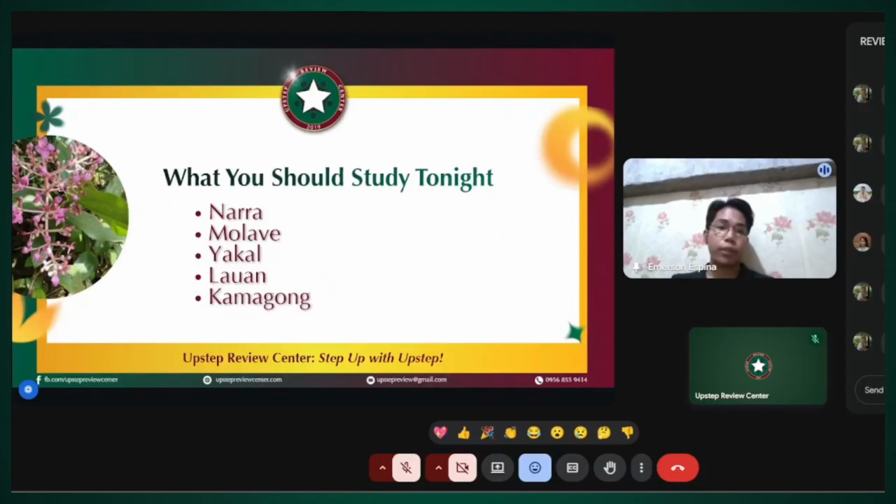So before we end, I want you guys to do something tonight. If you only have time for 5 species, not 50, not all of it, because if there's a lot, it's not efficient and it will be time consuming. Just focus on 5: Narra, Molave, Yakal, Lauan, and Kamagong. Master those 5 species. Identify the common name, other common names if there are any, the scientific name, the family they belong to, the main trait of each species, and of course, don't forget the economic importance of each of them. And once you master or become familiar with all of those, you will already be one step ahead of other exam takers.